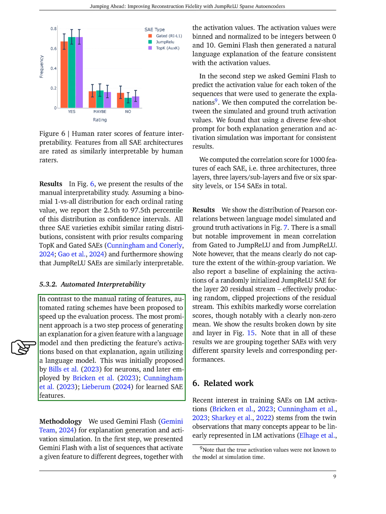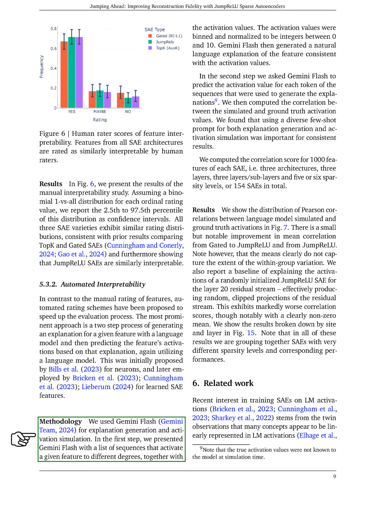For our methodology, we utilized Gemini Flash for both generating explanations and simulating activations. In the first step, we provided Gemini Flash with a list of sequences that activate a particular feature to varying degrees, along with their activation values. We organized these activation values into bins and normalized them to be whole numbers between 0 and 10. Gemini Flash then created a natural language explanation of the feature that aligned with these activation values.